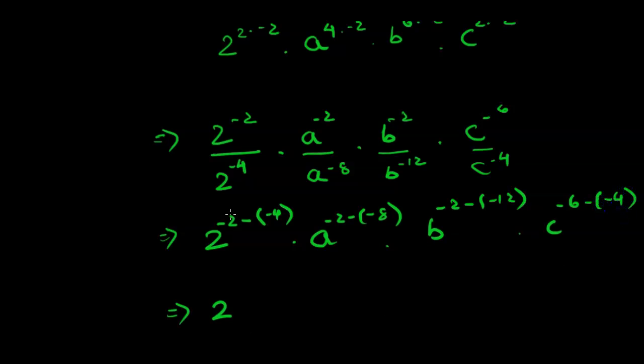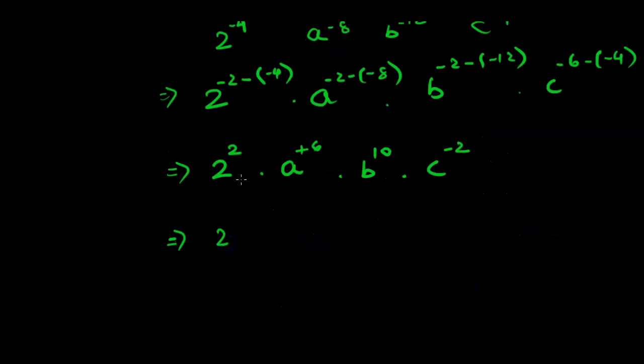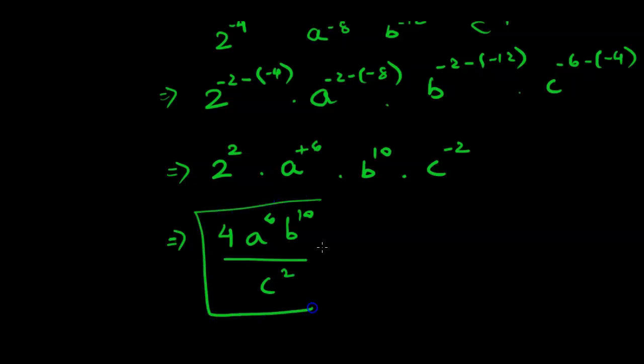This would give us 2 to the power of -2 minus and minus is plus. So -2 plus 4 is a 2. -2 plus 8 is a 6. -2 plus 12 is a 10. Then -6 plus 4 is a -2. Finally, we can write down 2 to the power 2 as 4, a to the power of 6, b to the power of 10. Now this c has a power -2 because we want finally all the powers to be positive. So c will go underneath with a positive power. And this is how we finally leave our answer.